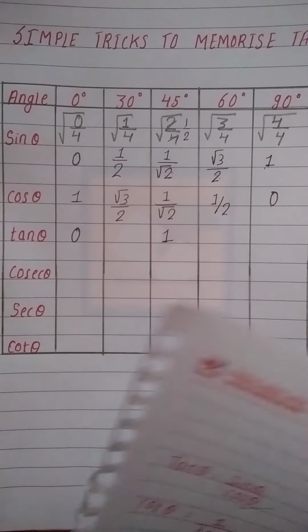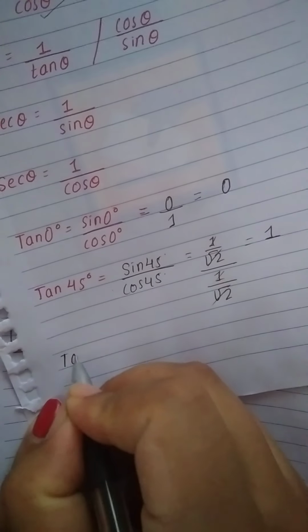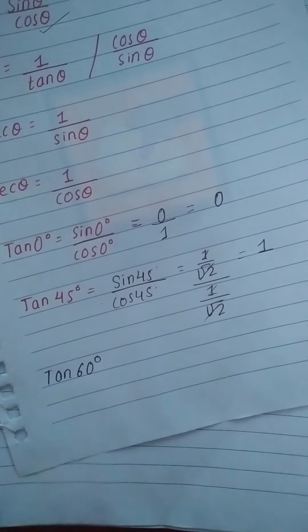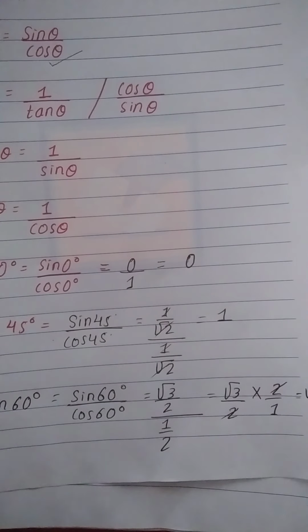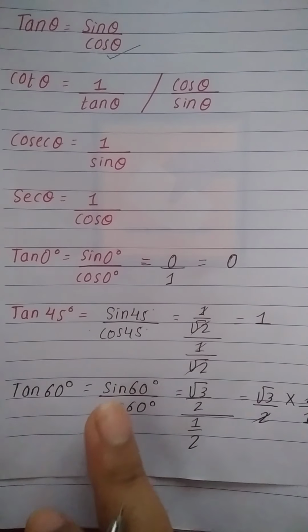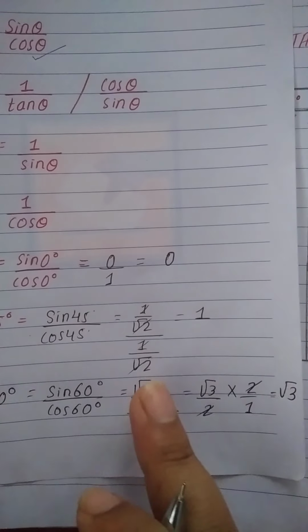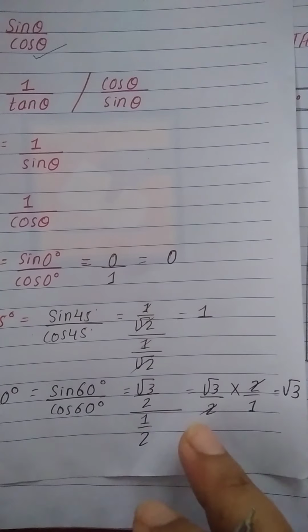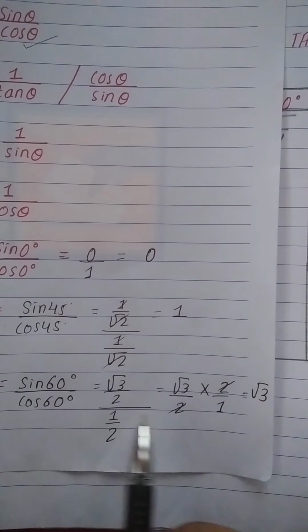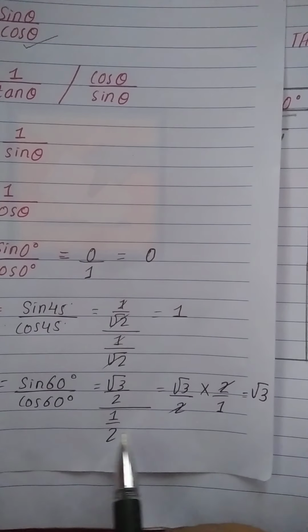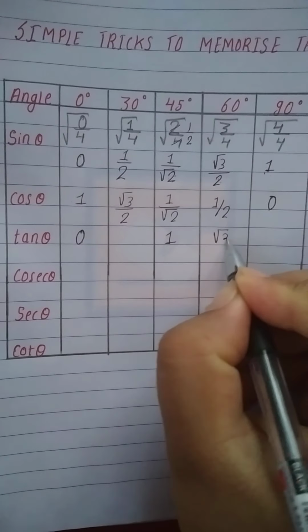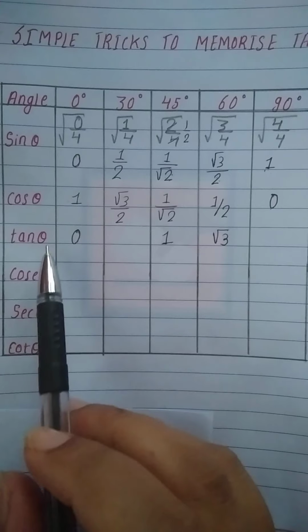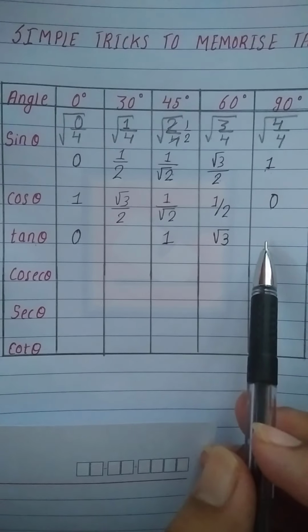Now let's go for a quick review of the tan 60 degree. You can see tan 60 is sin 60 by cos 60. Sin 60 is root 3 by 2 and cos 60 is 1 by 2. So when we apply the reciprocal rules, root 3 by 2 into 2 by 1, which will come root 3. We can write tan 60 is root 3, right? Similarly, we can find other values of tan 30 and 90 as well.